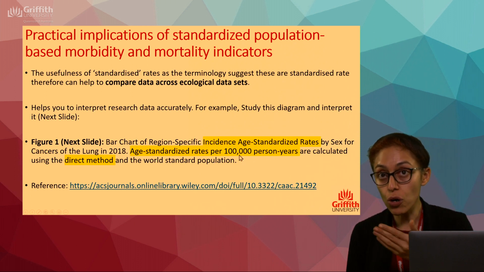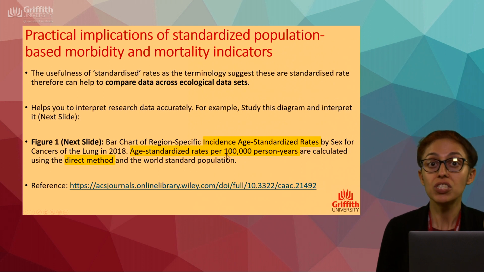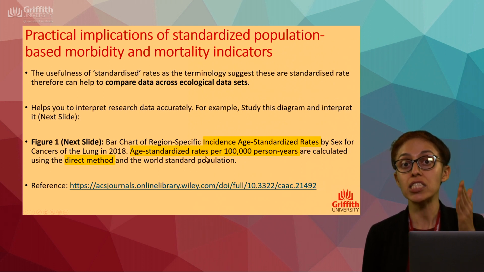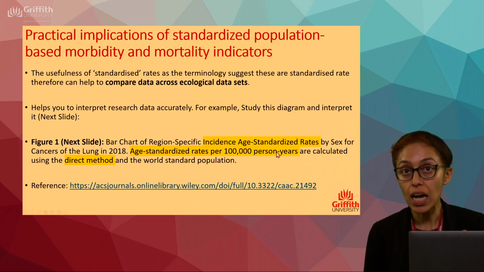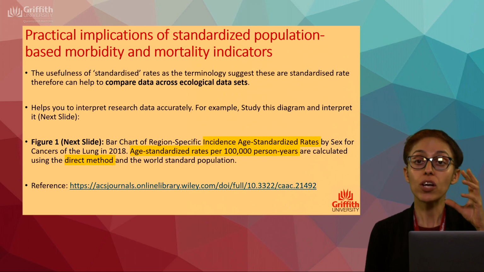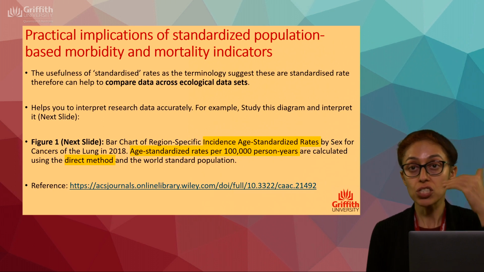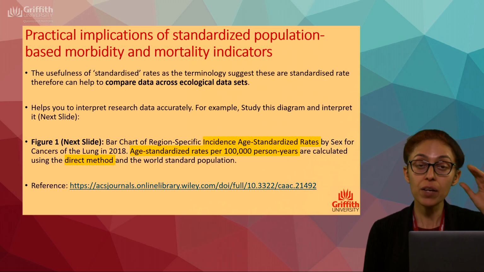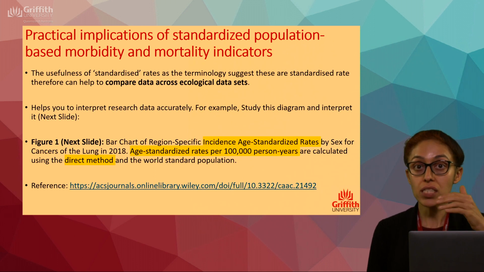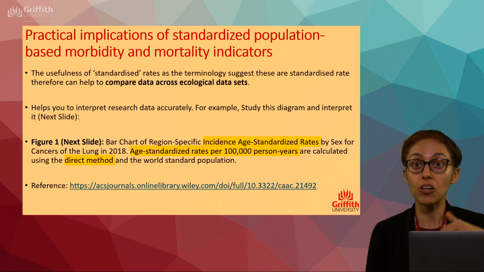So yes, this is how your research paper reports results, which is age standardized rates per 100,000 person years. Okay, and this is calculated via the direct method of standardization. Why? Because they have compared your population of interest, which is various countries, to the world standard population. Okay. So this is how this information is important for you to use in real life practice as a research clinical dietitian, for instance.